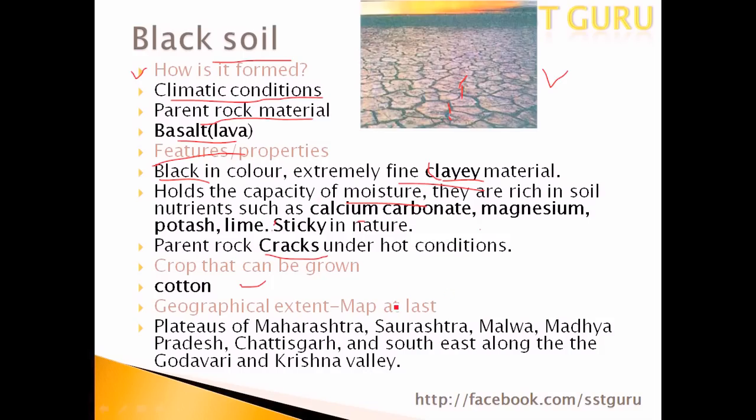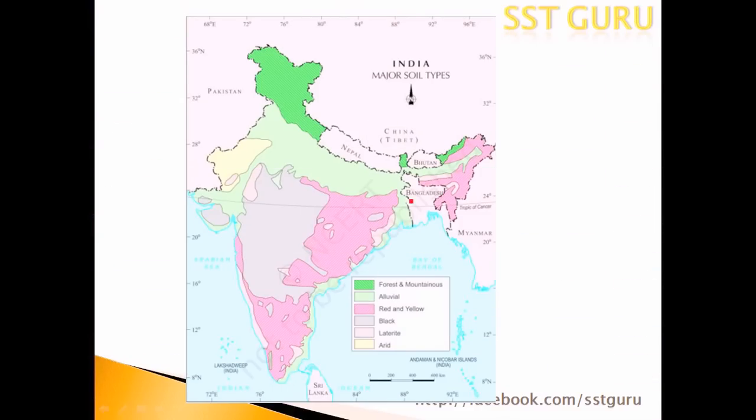We have finished with black soil, and now coming on to the geographical extent. Here, as I said, it is in the plateau region, right? So here is the plateau region, the major northwestern part of the plateau of India. We have black soil, and this black soil is formed because of the climatic effect on it, and here you grow cotton. Okay, so this is very simple, right?